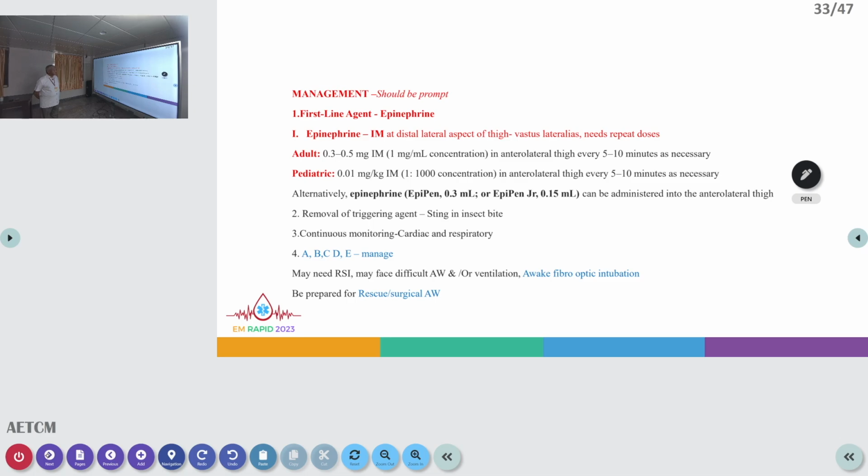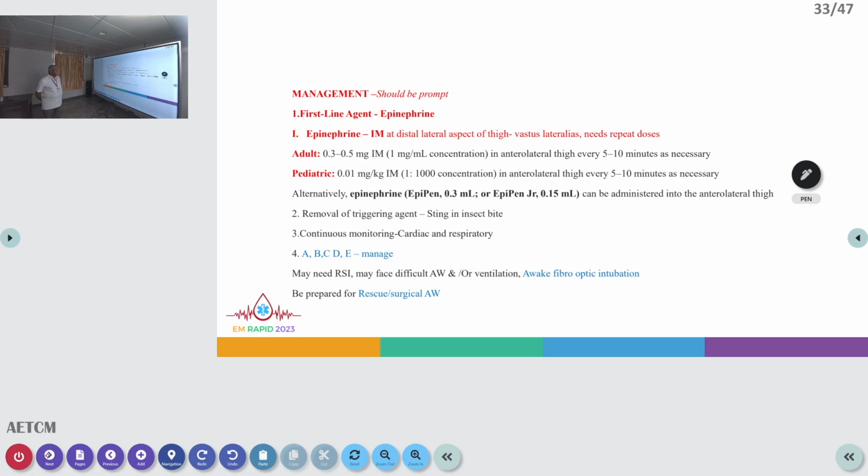Epinephrine should be given intramuscularly. Where to give it? At the lateral aspect of the thigh, that is the distal lateral aspect of the thigh, in the vastus lateralis muscle. The doses for adults and pediatrics are different, and it needs to be repeated every 5 to 10 minutes if necessary. There are ready-made EpiPens available for adults as well as for juniors, the JR. The most important next step in management is removal of the triggering agent.